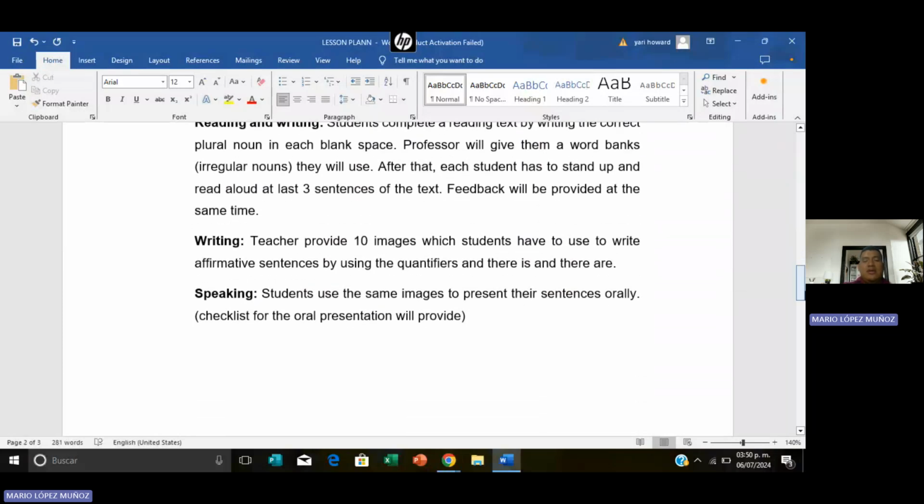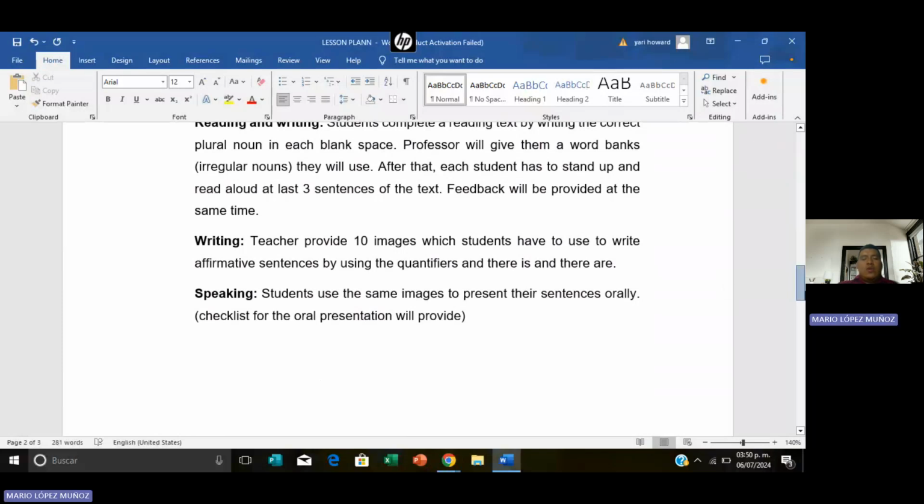As a teacher, I'm going to provide 10 images to them, for which they have to write affirmative sentences by using the quantifiers and the use of there is and there are too. So in brief, I'm going to give the 10 images to them. They have to write one sentence for each image using the quantifiers and also there is and there are.